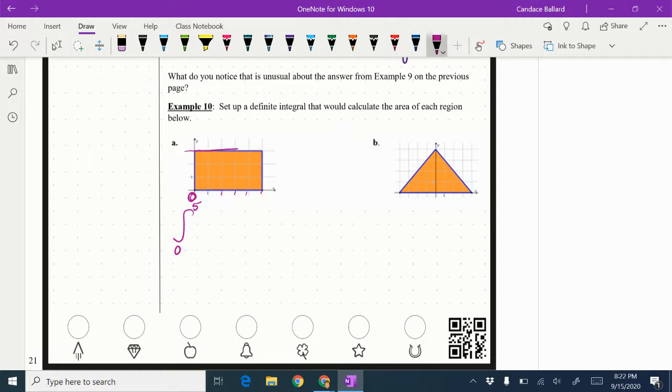We'll notice that the function just looks like a horizontal line, which is y equals 3. So our function is 3. And we know that all those little rectangles that added up, their width is the dx. So this represents the width of the rectangles.